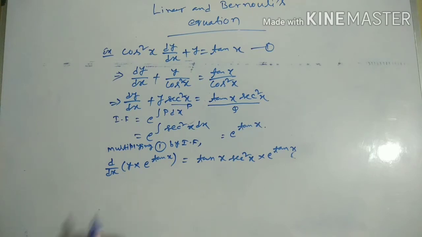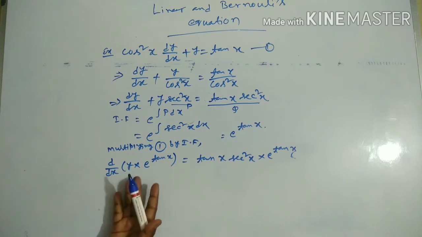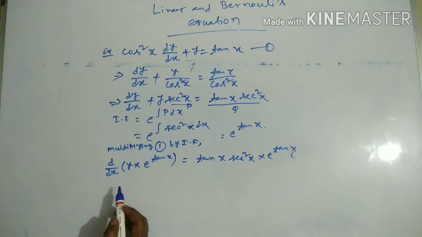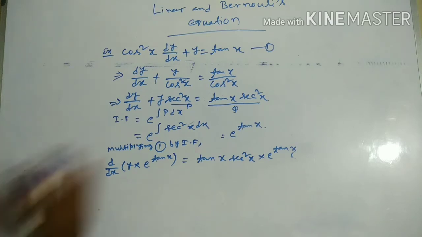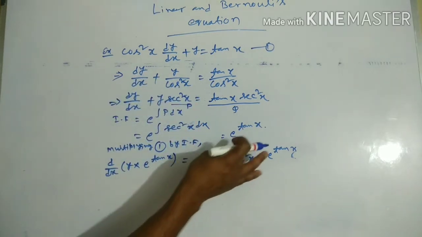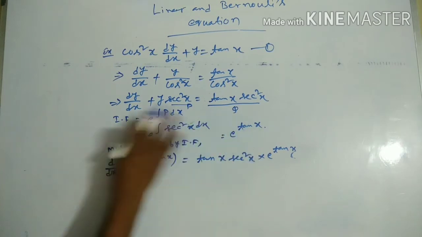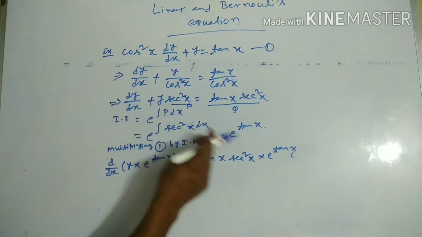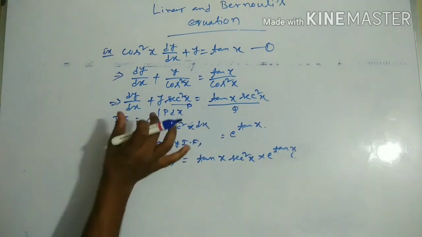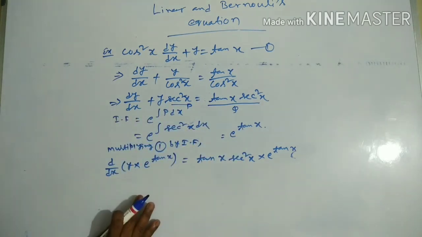Now see that if we differentiate it using the rule of differentiation of product of two functions, it is your assignment, you will do it. If you differentiate it, you will see that if we multiply the left hand side by this integrating factor, there will be two terms, dy/dx into e to the power tan x plus y sec square x into e to the power tan x. These two terms will come after differentiation.